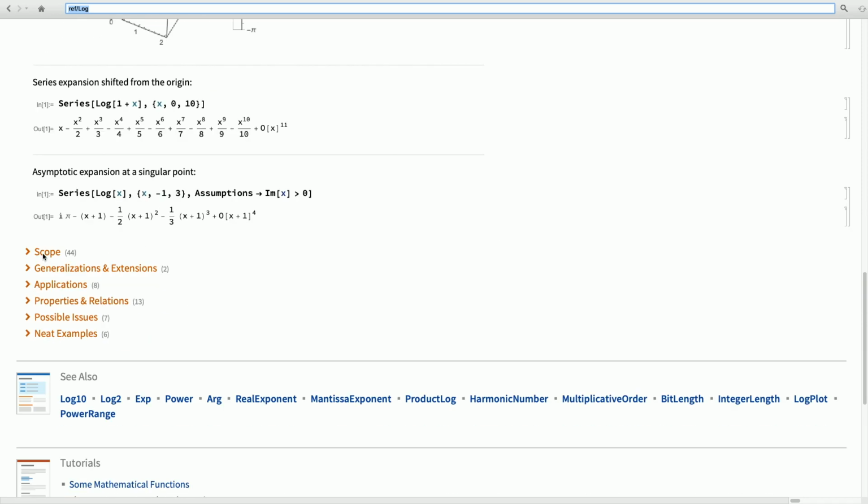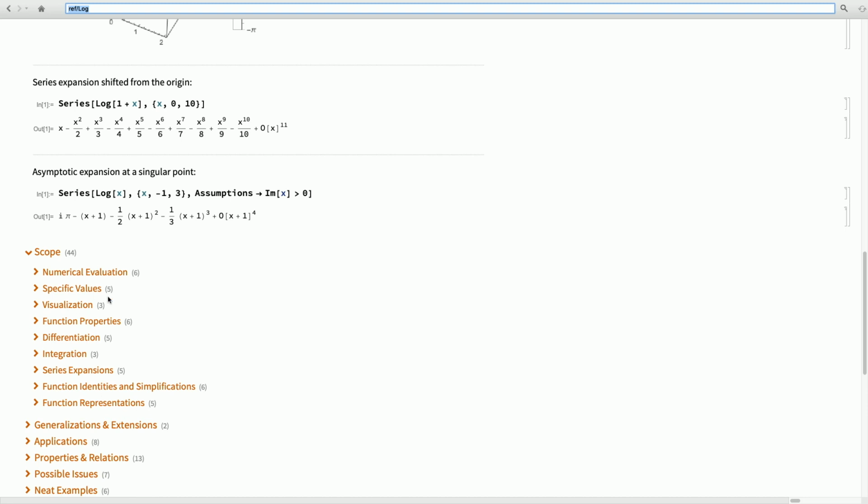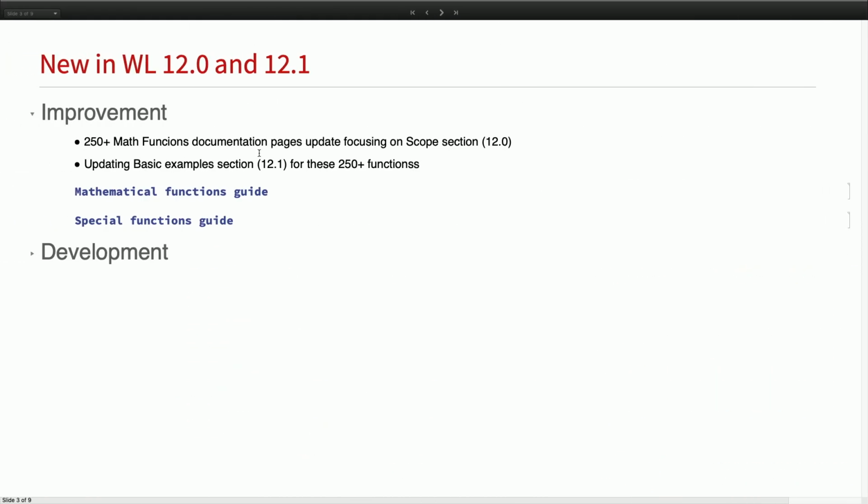Also, the scope section is standardized now. So we have standard features for all the mathematical functions now. If you take a look at the documentation pages for these 250 plus functions, you will see the same structure for all the documentation pages.